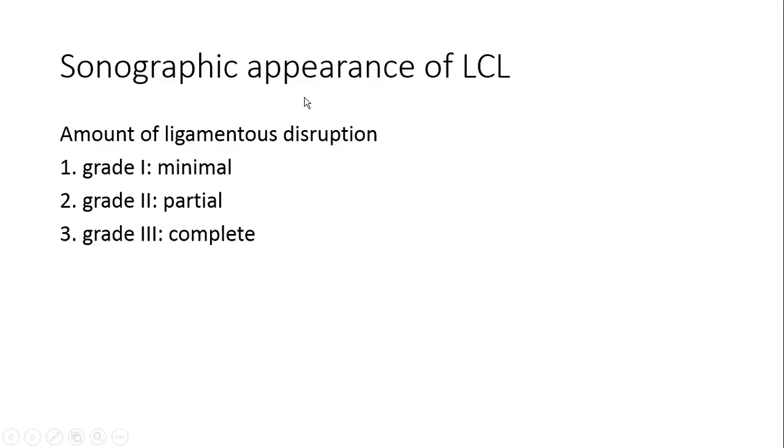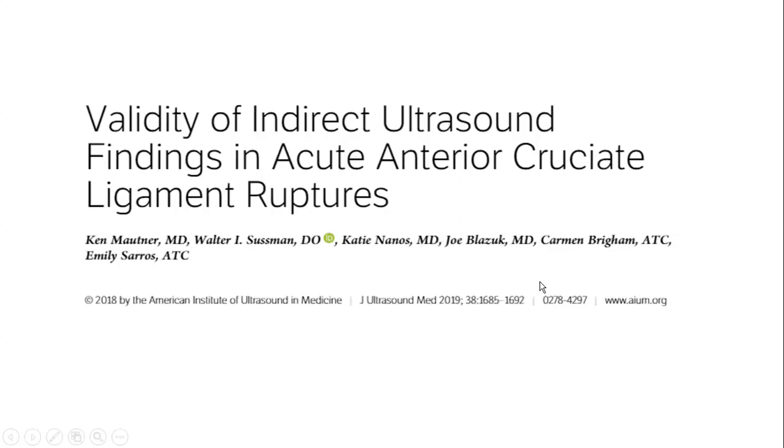Okay, good. So next I'm going to present a recently published study in the Journal of Ultrasound in Medicine. Actually, a great study: validity of indirect ultrasound findings in acute ACL ruptures. Now we know that ultrasound is not the first choice for ACL or PCL or intra-articular structures because we don't get enough visualization. But there are some indirect signs that you can pick up with ultrasound. So there are 3 signs that you can pick up.